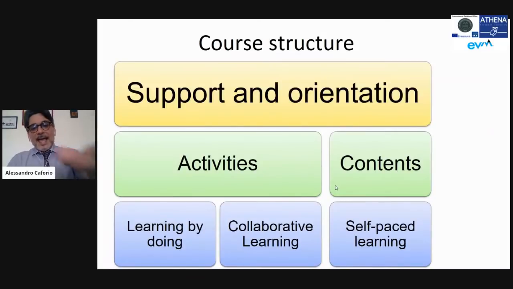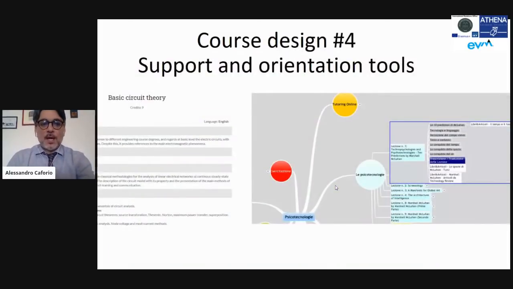Another aspect beyond activities and contents is support and orientation. I will go quickly about it. We are not proposing just the syllabus of a course, so the objective, the program, the textbook, but we are trying to provide students different cognitive styles in presenting the information. And the concept map of the course is one of them.